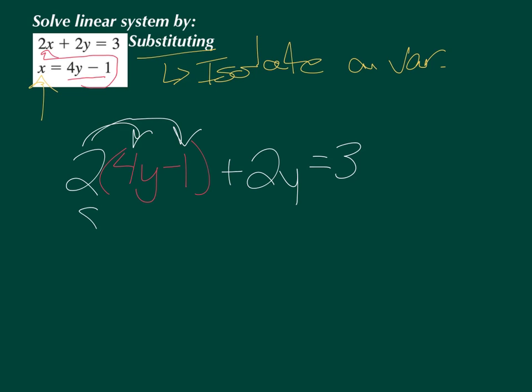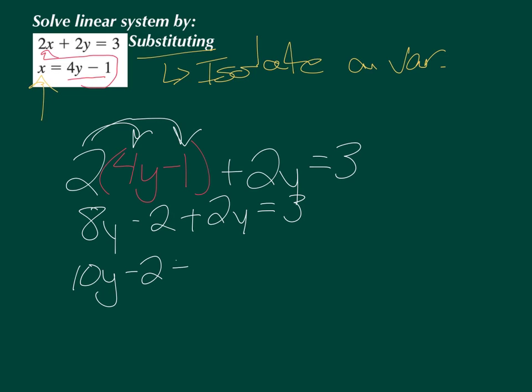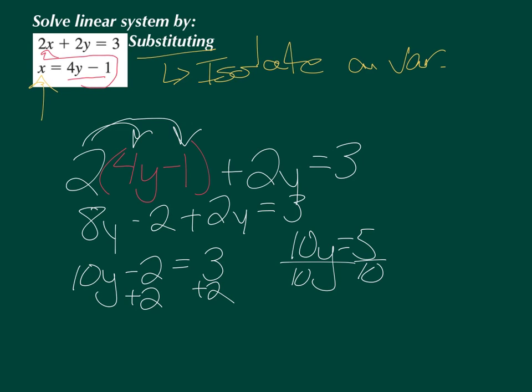So now I'm going to distribute: 8y minus 2 plus 2y equals 3. We combine our like terms: 10y minus 2 equals 3. We add 2. We get 10y is equal to 5. We divide by 10, and we get y is equal to 1/2. Now, the tricky thing is to remember that we're not done here.